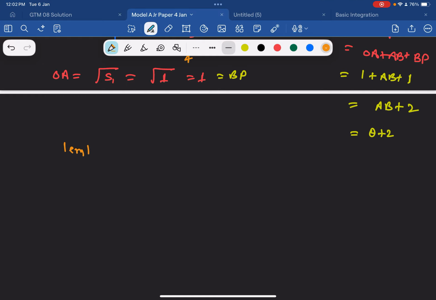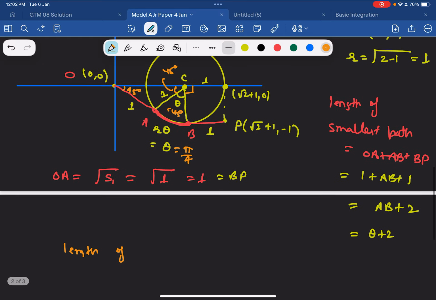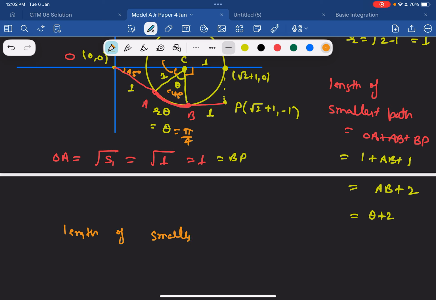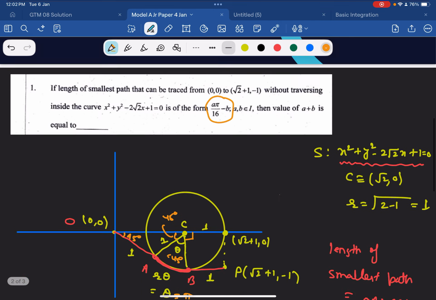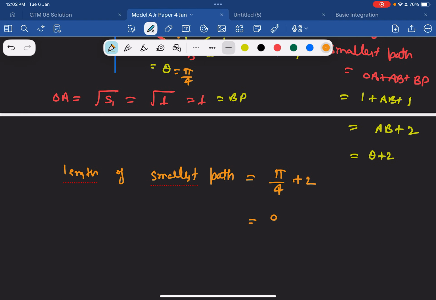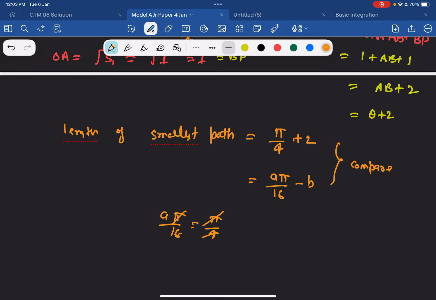So what is the length of the smallest path? Smallest path is nothing but theta plus 2, that is pi by 4 plus 2. And in the question they have given this as a pi by 16 minus b. So I can write it equal to a pi by 16 minus b. So compare. If you compare, a pi by 16 equals pi by 4. So pi cancels out, and a equals 4 we are going to get, and obviously b equals -2.